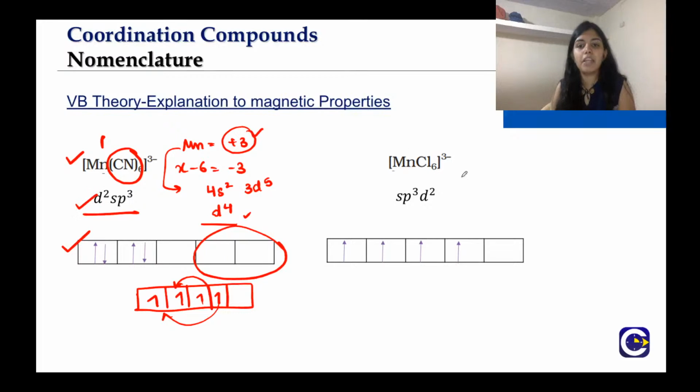Again here, if you see, manganese is in +3 oxidation state, but here what is happening, because Cl is a weak field ligand, it will not be able to pair up the electrons.